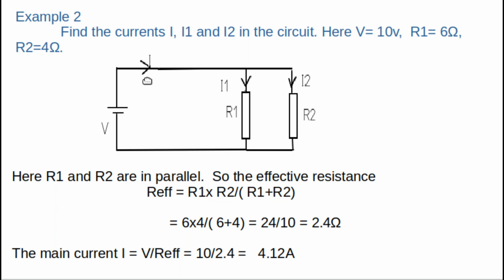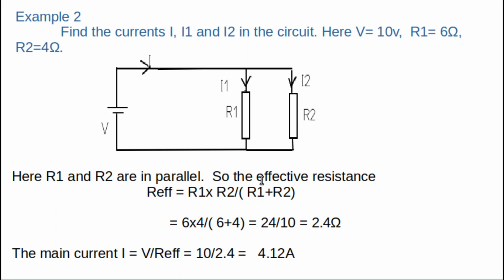If you want to find out the value of this current I, we have to know the total resistance in the circuit. Here there are two resistors in parallel. So the effective resistance is R effective equal to R1 into R2 divided by R1 plus R2. We have seen this equation in our previous video. The link of that video is given in the description. You have to watch it first to understand the basic concepts. Then it will be easy to understand the solving of these circuits.